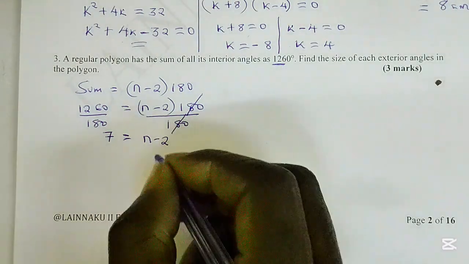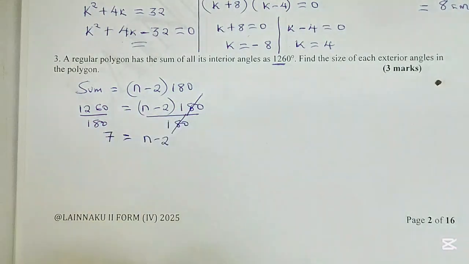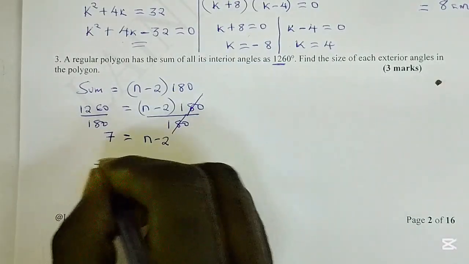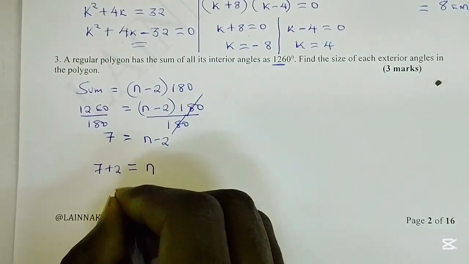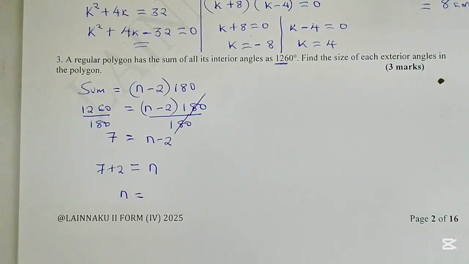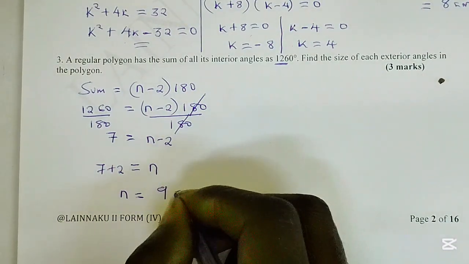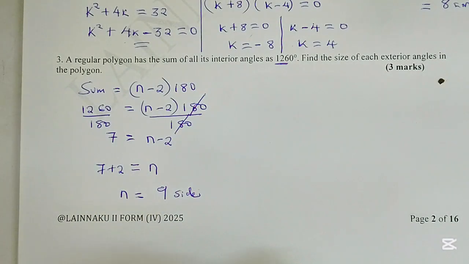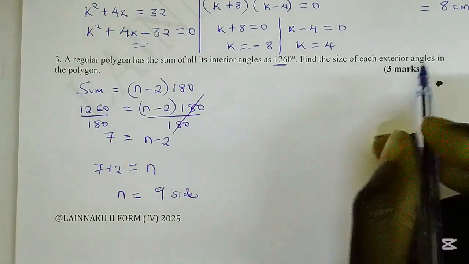Now, it means that this 2 will cross to the other side and find that the value of n is equal to 7 plus 2. So the number of sides here are going to be 9 sides. So this polygon is made up of 9 sides. So if it is made up of 9 sides, we can find the exterior angle.